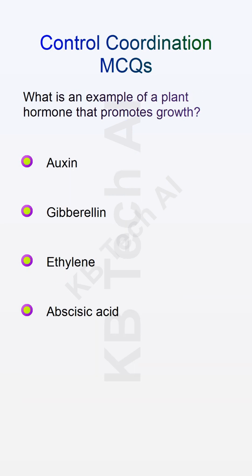What is an example of a plant hormone that promotes growth? Option 1. Auxin. Option 2. Gibberellin. Option 3. Ethylene. Option 4. Abscisic acid.